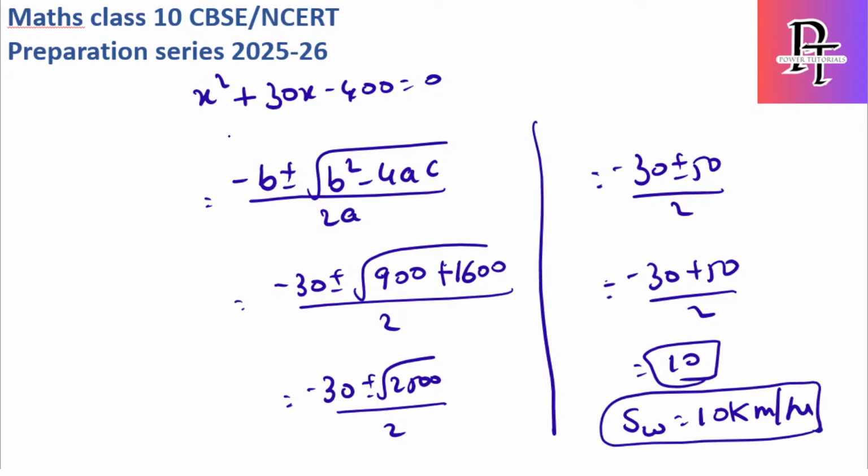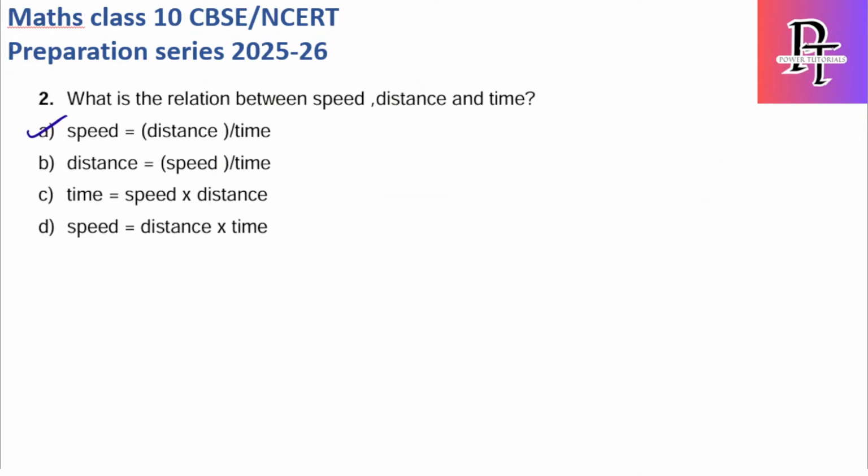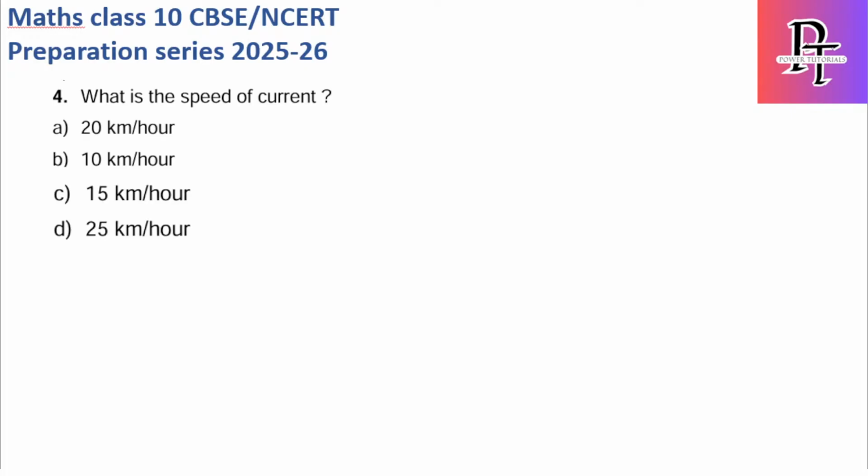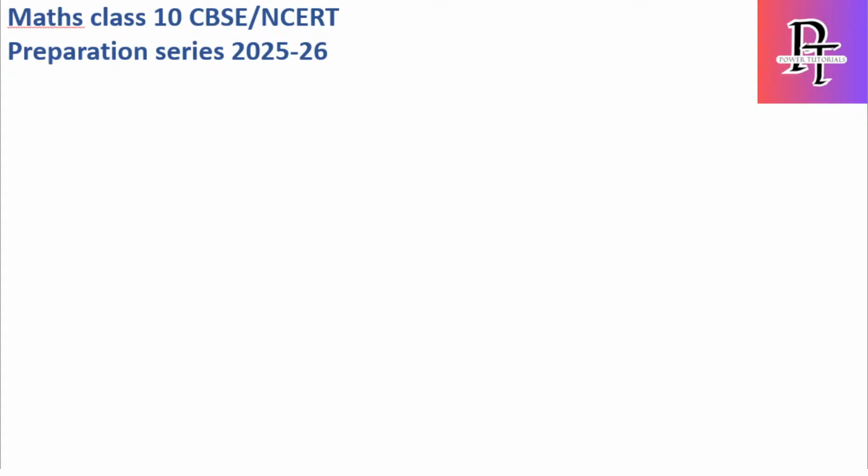Okay, so here they are asking only for the equation, so the equation is x square plus 30x minus 400. So C is the right answer. Let's see the next one. What is the speed of current? We already got it, which is 10 kilometers per hour. Anything else? Okay, that's it.